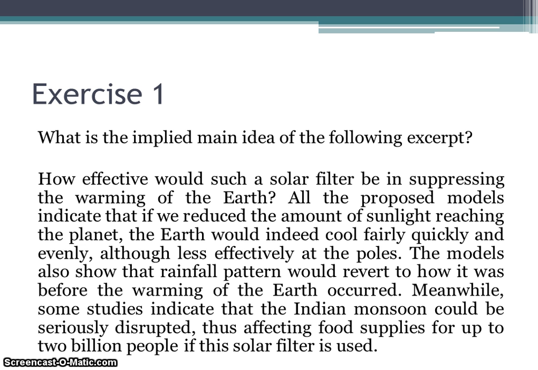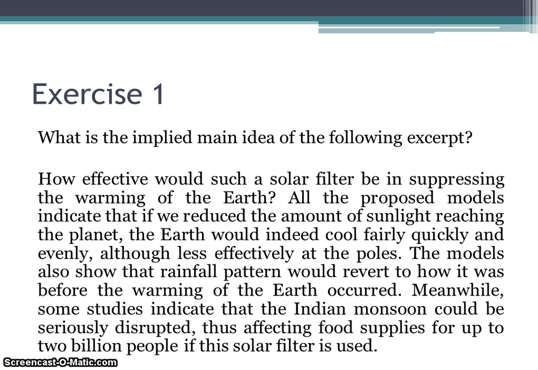Now what is the implied main idea of the following excerpt? Okay, now let us have a look. So how effective would such a solar filter be in suppressing the warming of the earth? All the proposed models indicate that if we reduce the amount of sunlight reaching the planet, the earth would indeed cool fairly quickly and evenly, although less effectively at the poles. The models also show that rainfall pattern would revert to how it was before the warming of the earth occurred. Meanwhile, some studies indicate that the Indian monsoon could be seriously disrupted, thus affecting food supplies for up to 2 billion people if this solar filter is used.